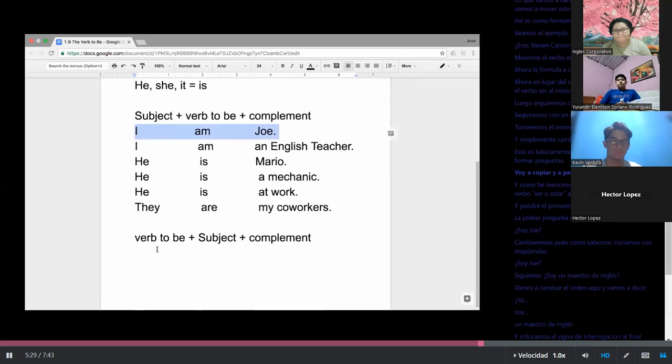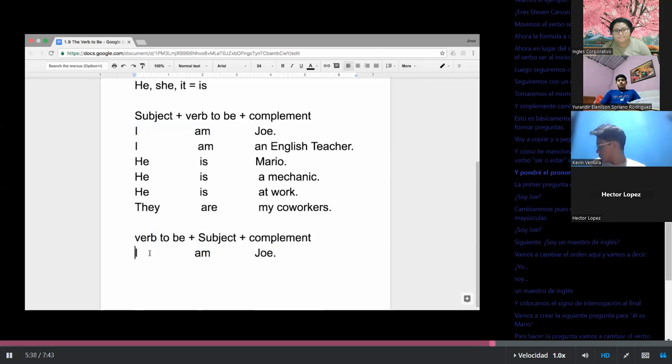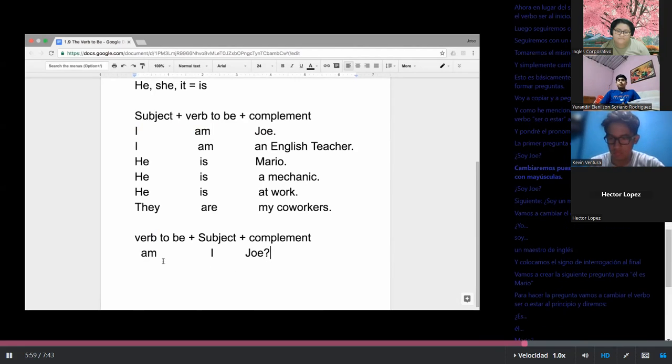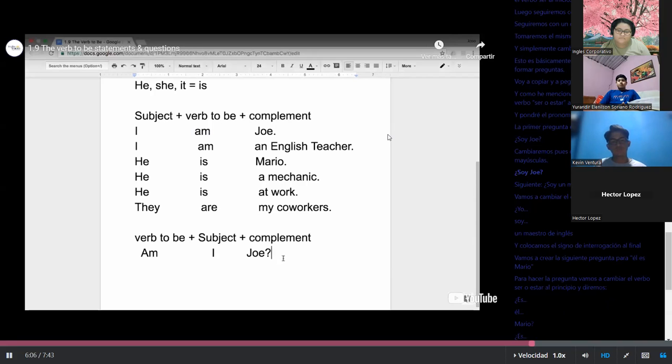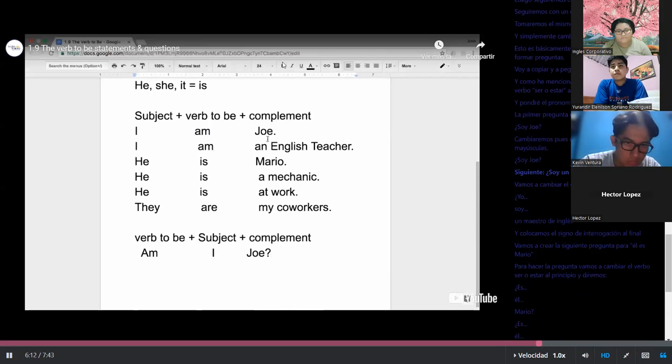So I'm going to copy this, and I'm going to paste it here at the bottom. And as I mentioned, what we're going to do is we're going to change the verb to be to the beginning, and we're going to put the pronoun there. So let's look at that. This one changes here. And there we go. So the first question is, am I Joe? Yeah, obviously you need to change things like spelling at the beginning with capitals. Am I Joe? Okay.